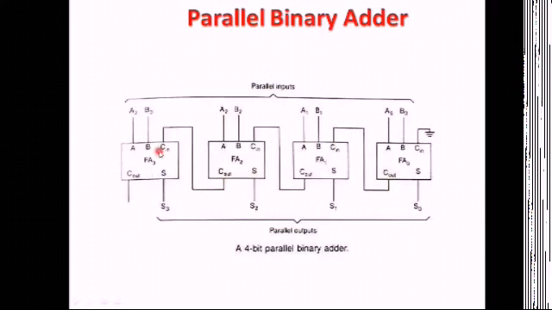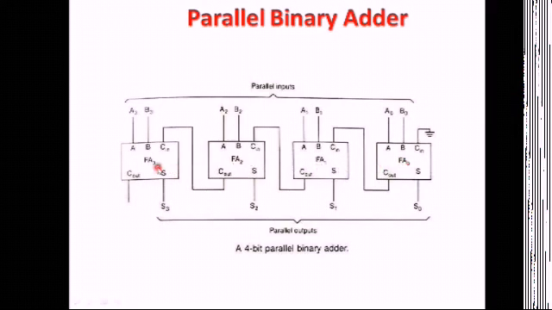This one is designing of the parallel binary adders. Here all these are the parallel inputs and these are the parallel outputs. As I had already told you, this one is the first full adder, second full adder, third full adder and the fourth full adder. Here the full adders are named as FA0, FA1, FA2 and FA3.